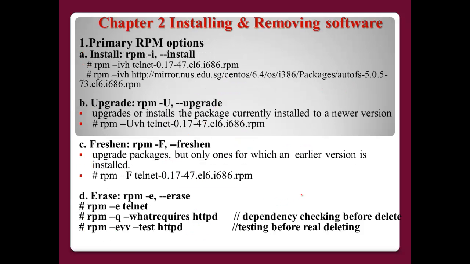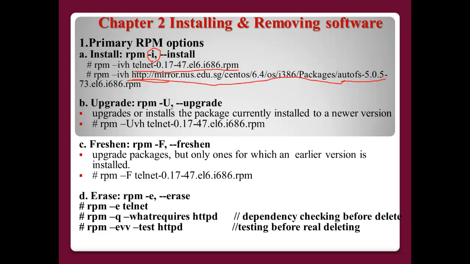Okay, chapter 2, installing and removing software. For example, number 1, the primary RPM options. First one, installation. Normally we use -i for installation. For example, rpm -ivh and the package name. Like this, we can install the packages. And number 2, rpm -ivh with a URL of the exact package, in this case autofs 5.0.5. So in this case, we can install this package from the exact URL.